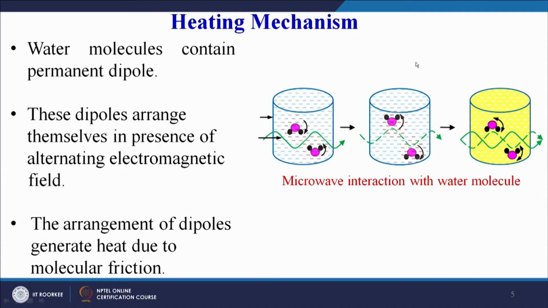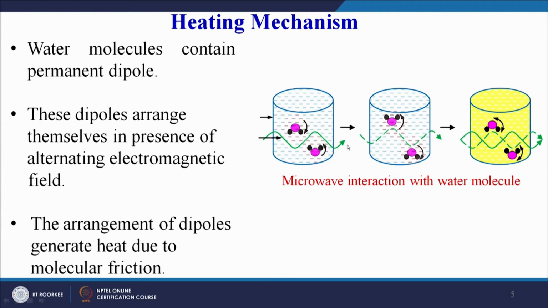Now this is again the heating mechanism being explained with the help of a diagram, and this is the example of water. Water molecules contain a permanent dipole. These dipoles arrange themselves in presence of the alternating electromagnetic field. The arrangement of dipoles generates heat due to molecular friction. So they have permanent dipoles in water, and the green color depicts the microwave, which is entering into the water and then leaving.